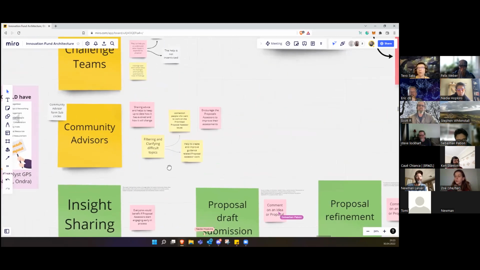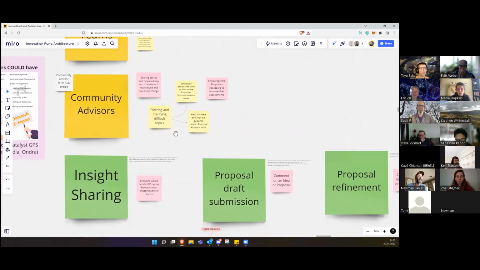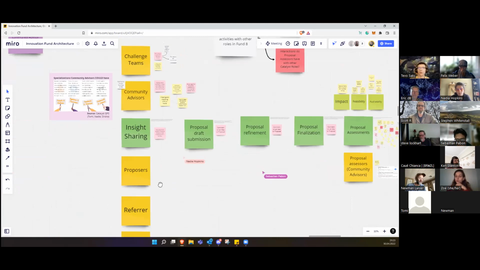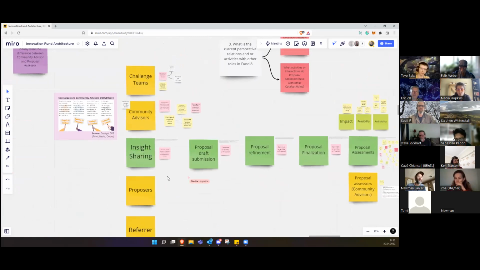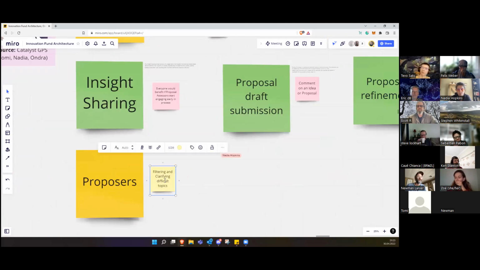Okay, we can come back to the community advisor if something else pops up. But moving to the proposers. So here is something very obvious: how proposal assessors help proposers, or at least how they're supposed to help. Don't try to game the system. Okay, so we will say that never happens.